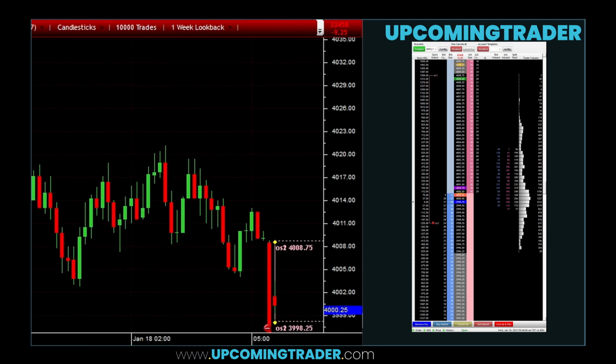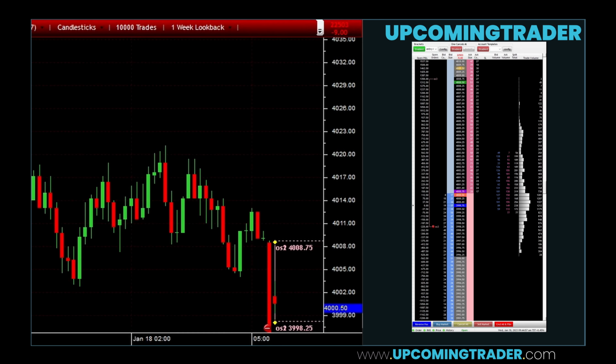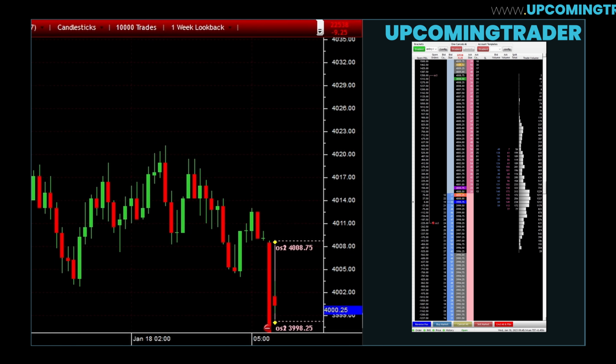Flags and pennants are continuation patterns that occur after a sharp price movement, known as the flagpole. A flag resembles a small rectangle that slopes against the prevailing trend, while a pennant resembles a small symmetrical triangle. These patterns represent brief consolidation before the trend resumes.